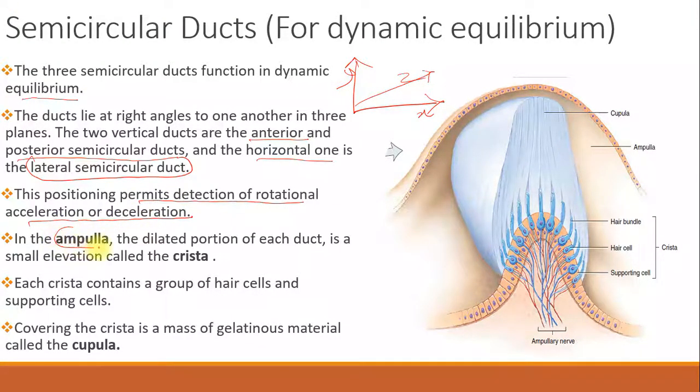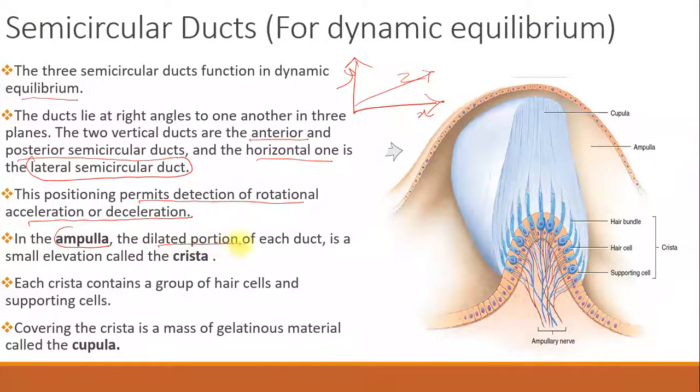In the ampulla, we have already seen the anatomy of the semicircular canal. So the ampulla is the dilated part which is present at the base of these semicircular canals.